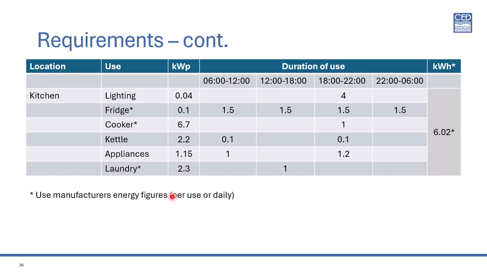Similarly, the washing machine and the laundry will exhibit the same principle. So we've used the manufacturer's energy figures rather than simply taking the power and multiplying it by the duration for this table. To give an idea of this, the washing machine consumes a peak power of 2.3 kilowatts. So if it were on for 1 hour, you can imagine it would take 2.3 kilowatt hours of energy. However, the manufacturer's data states that the energy used over a single wash cycle is just 0.8 of a kilowatt hour.